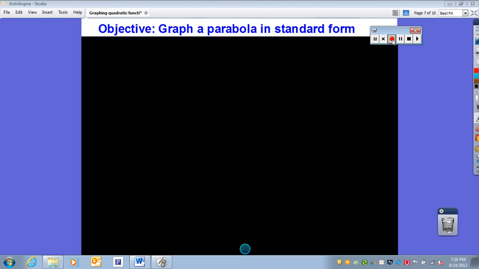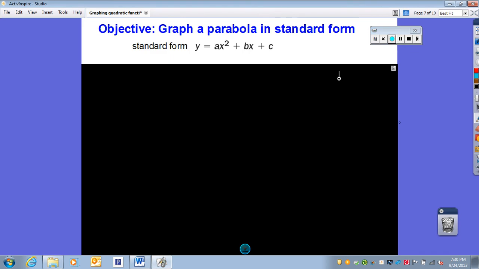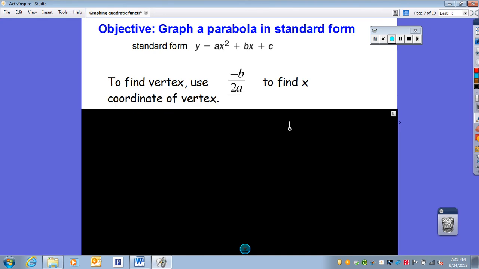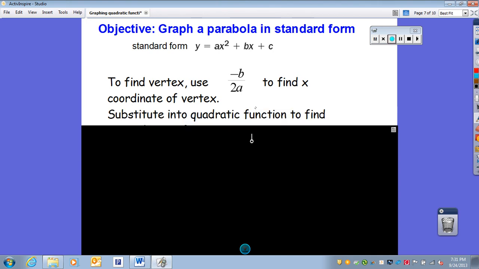Next, let's review standard form. The standard form of an equation is y equals ax squared plus bx plus c. So let's review how to find the vertex of our quadratic function. Remember, to find the vertex, we use the formula negative b over 2a, which gives us the x value of our coordinate of our vertex. Then to find the y value, we simply plug in the x value into our equation and solve for y.